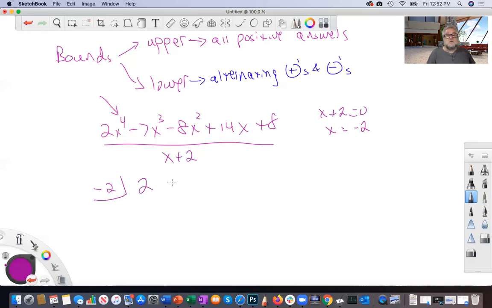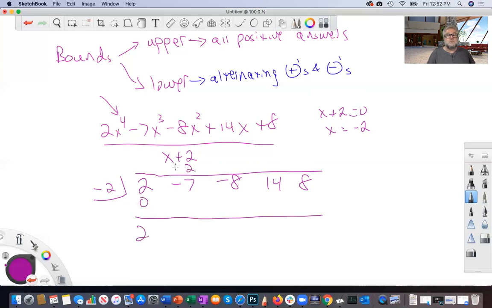Okay. 2, negative 7, negative 8, 14, 8. Line on top. Leave some space. Line on the bottom. We start with a 0. 2. 2 times minus 2 is minus 4. That's a minus 11. Getting big already. That's a problem. Minus 11 times 2 is plus 22.